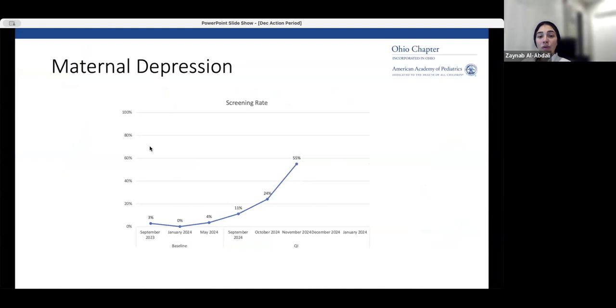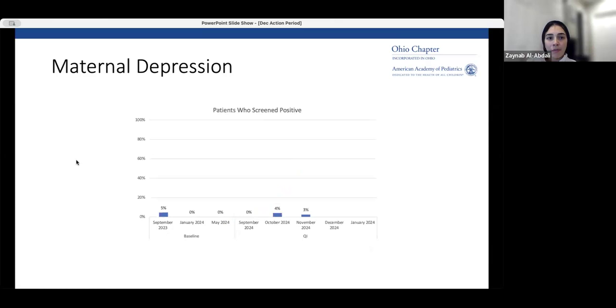So compared to October, we did see a significant increase in the maternal depression screening rate in November. Again, we hope to see this keep trending upward and keep seeing that number increase. Again, not all of the practices are doing maternal depression screening, so this only includes those specific practices that have submitted their data for November and that have the maternal depression screening for their patients. Next slide, please.